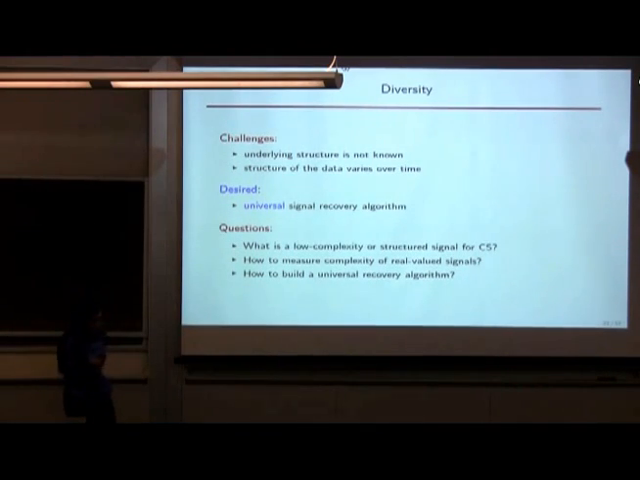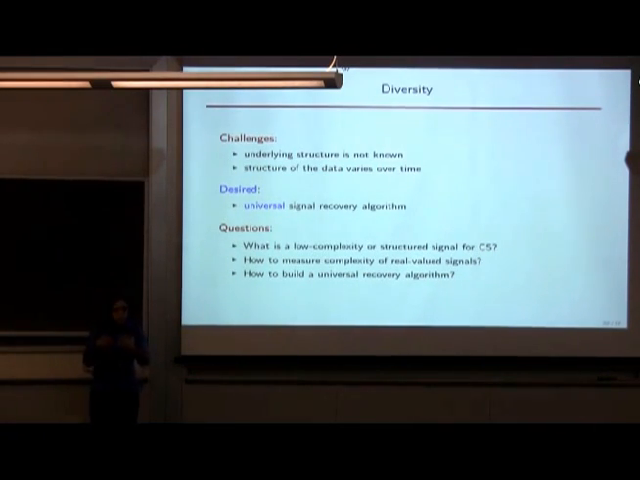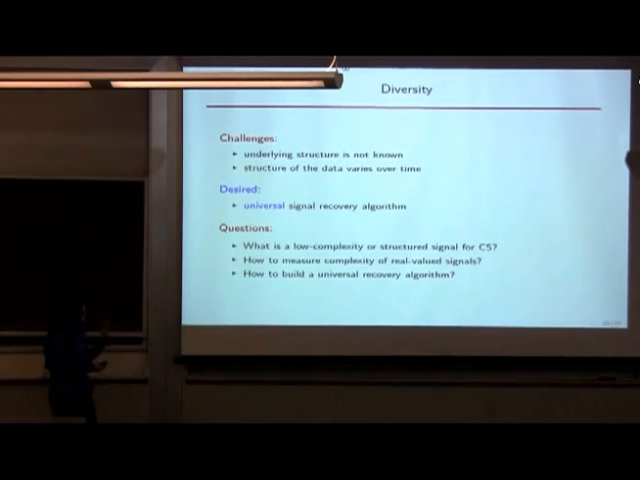To design such algorithms, we need a measure of complexity. What does it mean for a signal to be low complexity? How can we differentiate sparse, low rank, and all these from signals that don't have any kind of structure? So we need a measure of complexity, and after finding such a measure, we can come up with a universal signal recovery algorithm.